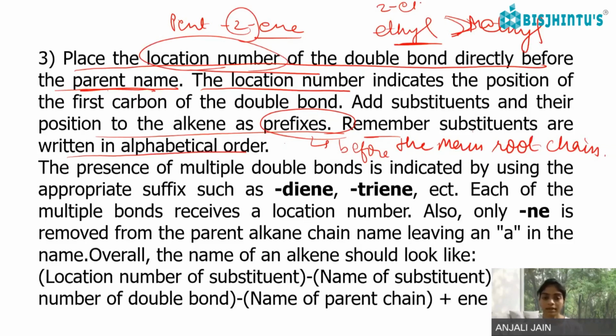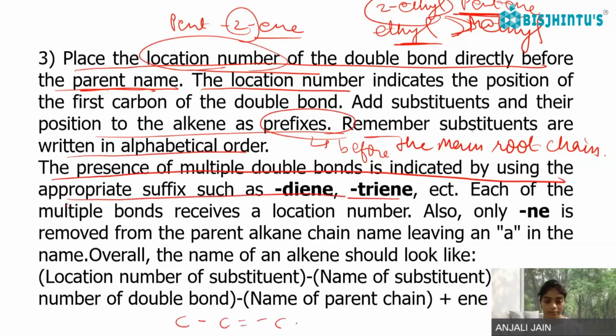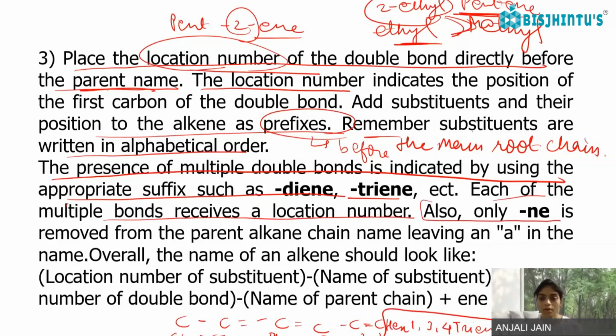The presence of multiple bonds is indicated by using the appropriate suffix such as diene or triene. If I have this structure, numbering 1, 2, 3, 4, 5, and 6, because the double bond was getting the least priority over here, what I will say is hexa-1,3,4-triene. Each of the multiple bonds receives a location number. Also, only the "e" is removed from the parent alkane chain name, leaving the "a" in the name.